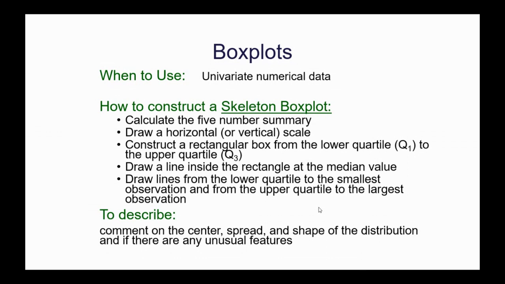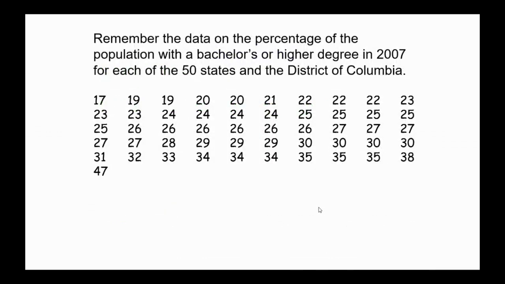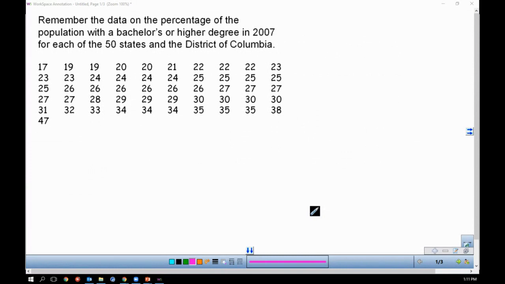How to make them. Okay, so if you remember on Friday, we did an example that talked about the percentage of the population with bachelor's degrees in the 50 states and DC. So what they want us to do is take that data and make a box plot with it. Okay, so that's what this first example is.